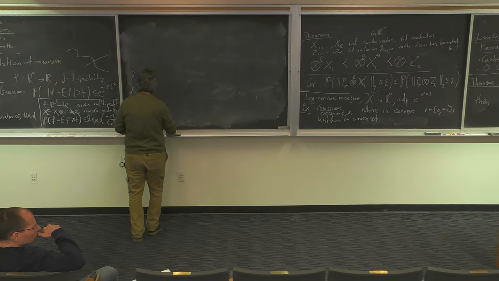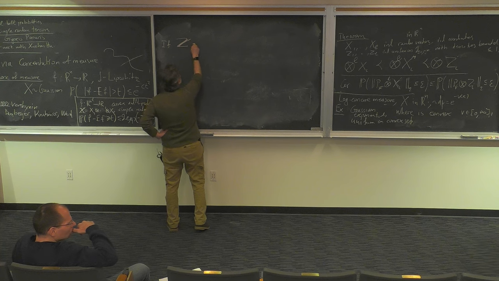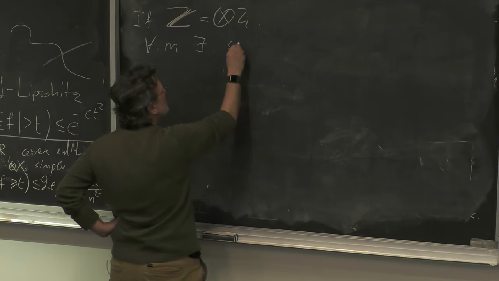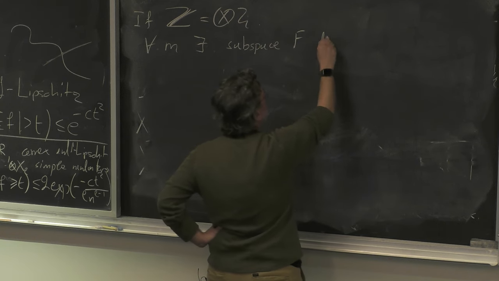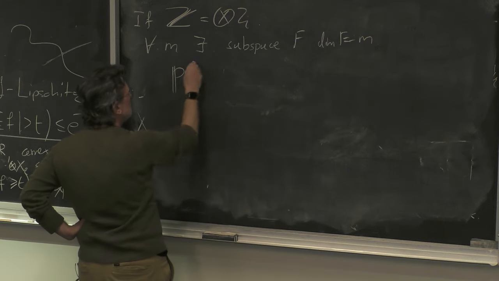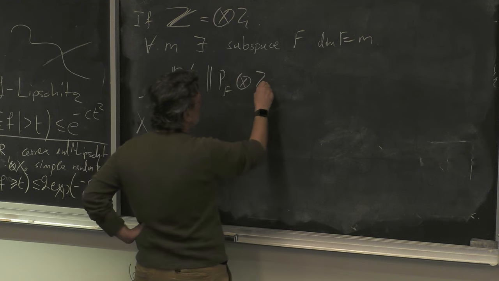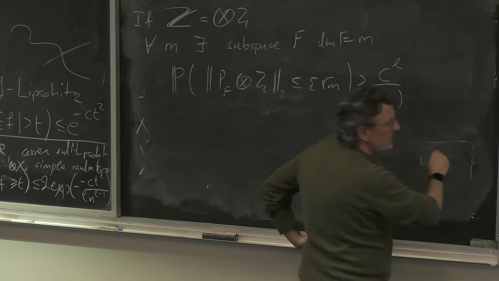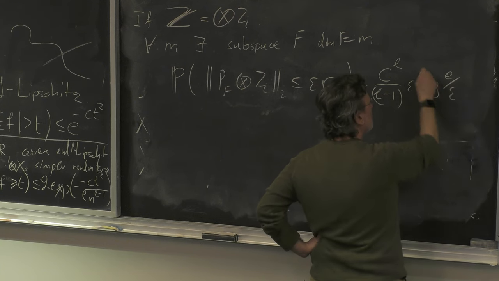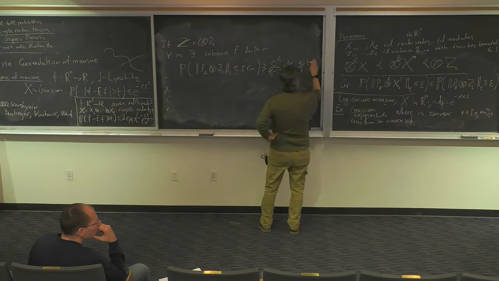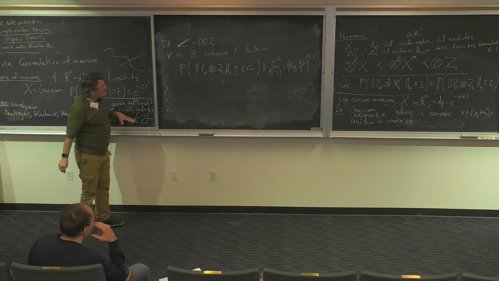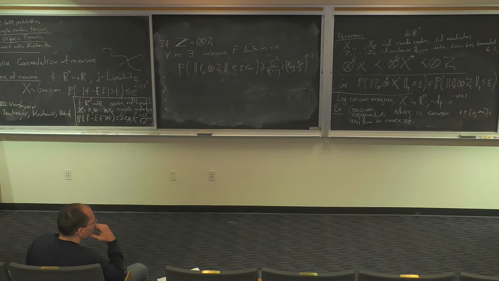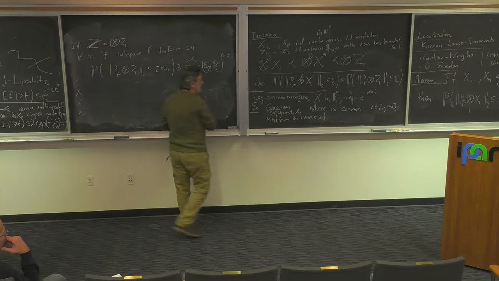So there is a computation. If I take, let's say, Z to be the tensor of the Zi's, for every m there exists a subspace F, the dimension of F equals m, such that the probability of P_F of the tensor of Zi less than epsilon square root of m is bigger or equal, I think it is the same thing, but with one logarithm less, so l minus 2 or something like that, I think. So up to, this is for m up to n. Above that, I don't know an example which says that this estimate turns out to be sharp.